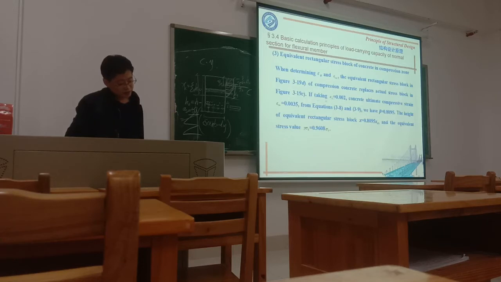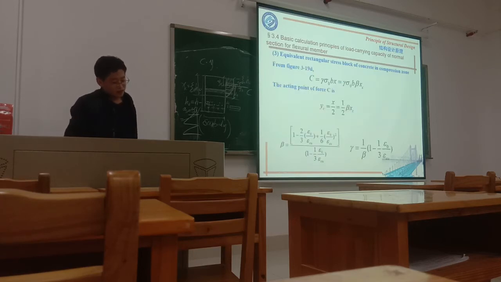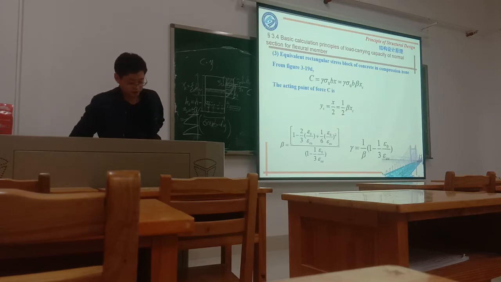So normally, if we take epsilon 0 equal to this, 0.002, and the ultimate compressive strain equal to 0.0035, then from this equation, we can get beta equal to 0.8095. The height of the equivalent stress block x equals this, and the equivalent stress value equals this. You see, the key point is epsilon 0 and epsilon cu. Once we define these two values, you just know the x and the value of the equivalent block.